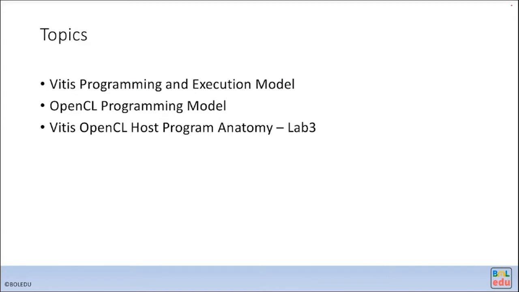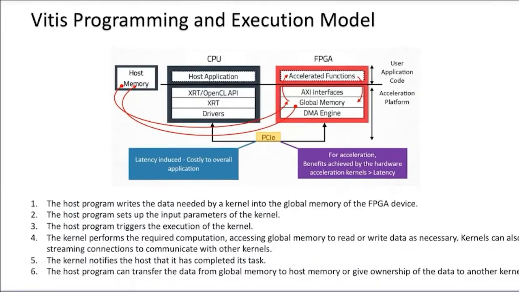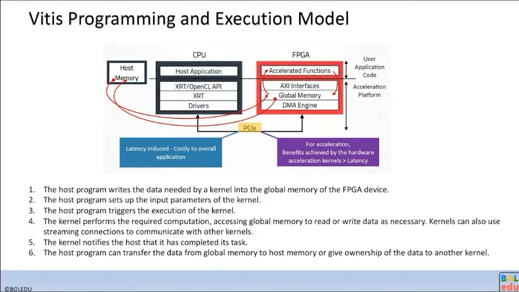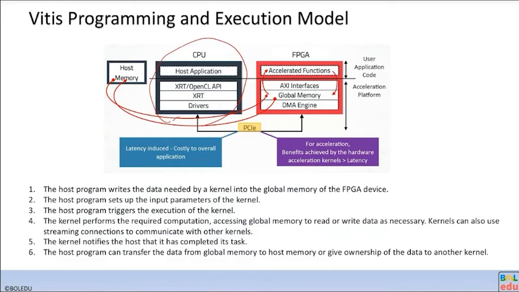Okay, so this is the Vitis programming execution model. Actually, OpenCL has the same programming model. So we have two parts. One is the host program running on the CPU, and the other is the kernel function running in the FPGA.